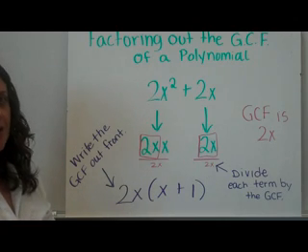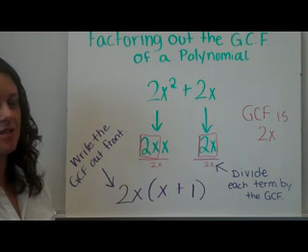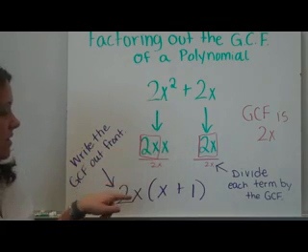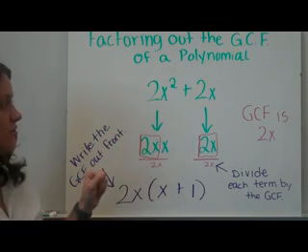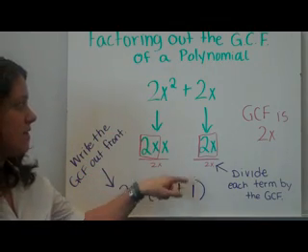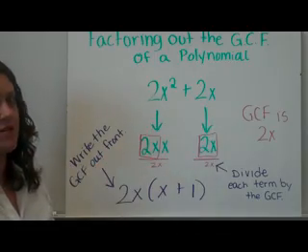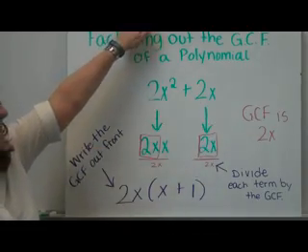Now you can double check that you did it correctly by multiplying it back together and seeing if you get what you started with. 2x times x is 2x squared. 2x times 1 is 2x. So you can always check your answer.